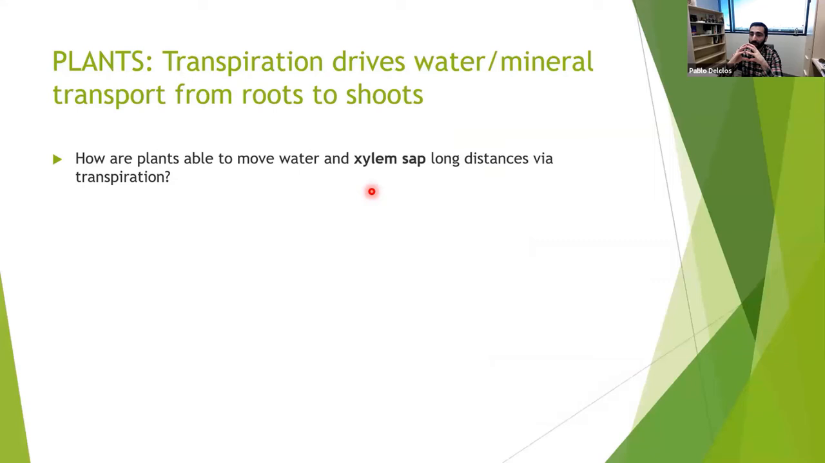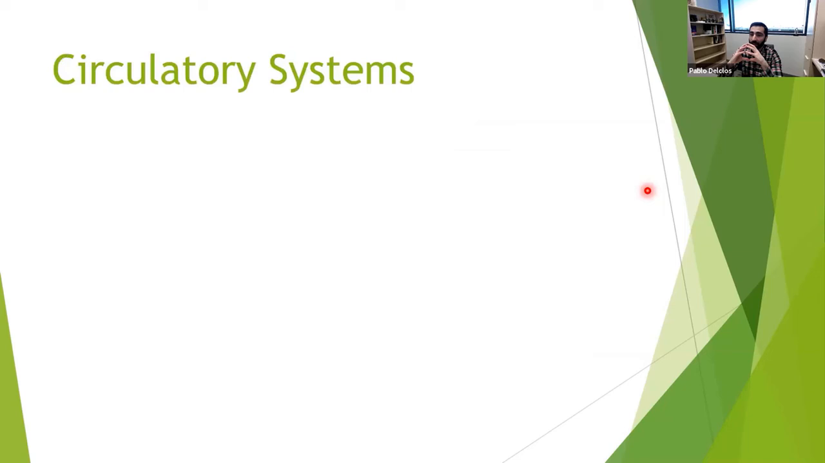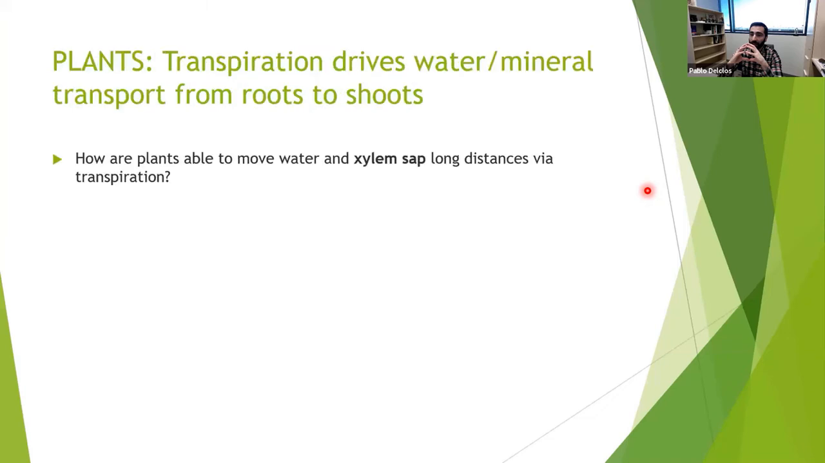The circulatory system is how water as well as different nutrients travel throughout our body. The digestive system focuses on how we get those nutrients to our body. But once those nutrients are absorbed, they have to go to places like our arms, our legs, other parts that are often far away from the digestive system. And the way this happens is through the circulatory system. Plants and animals, as you might imagine, have very different circulatory systems.